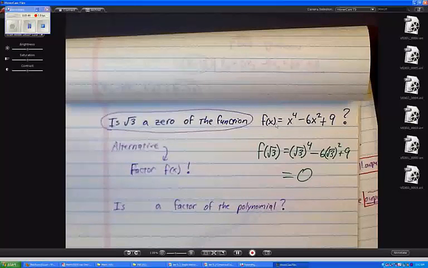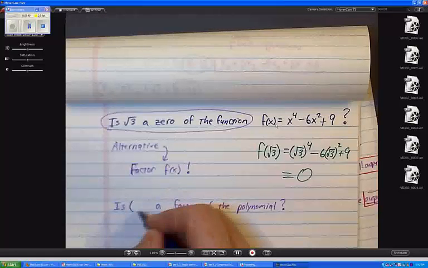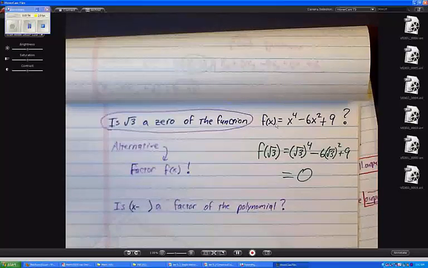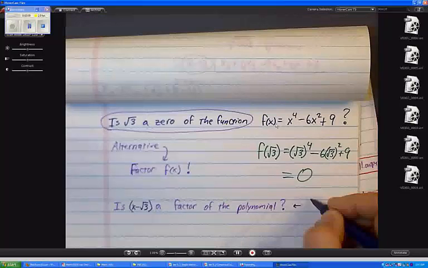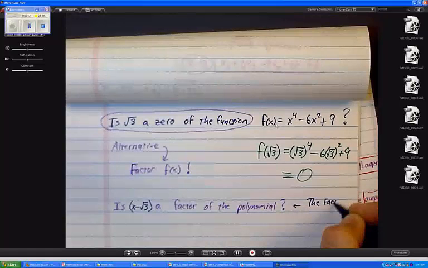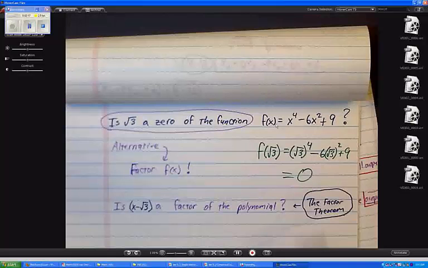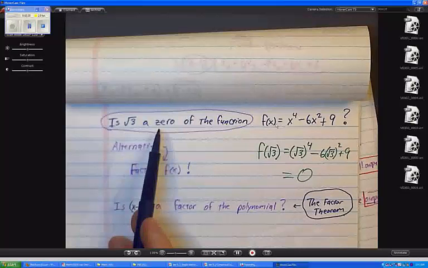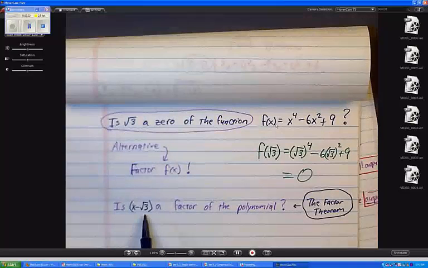Do you know what factor I'm looking for? I'll give you a hint. It's x minus something. X minus what? Square root of 3. Would you agree that's what I'm really asking? The book calls this idea the factor theorem. It says, hey, square root of 3 being a 0, that's equivalent to x minus square root of 3 being a factor.